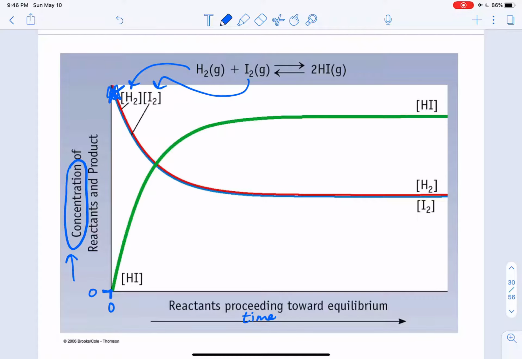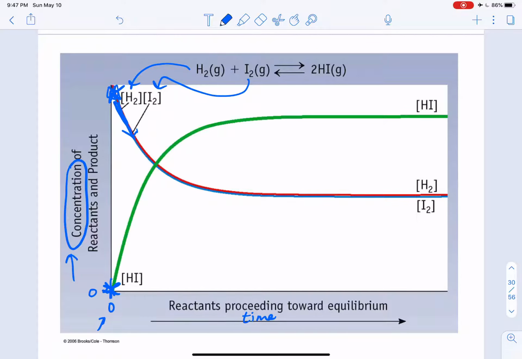And as the reaction progresses, the reactant concentrations decrease. And that makes sense because you're using them up. You're using up H2 and I2 to make a couple of HIs. So the concentrations of both of those things are coming down. At time equals 0, right here, the concentration of HI is 0 because at the very beginning of the reaction, you don't have any HI. So that should make sense also.